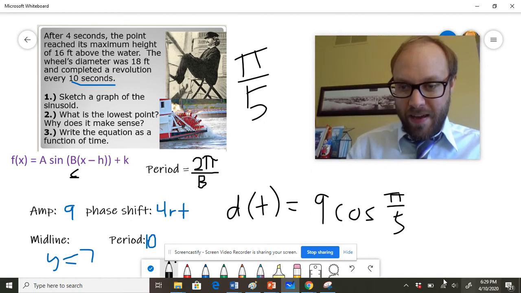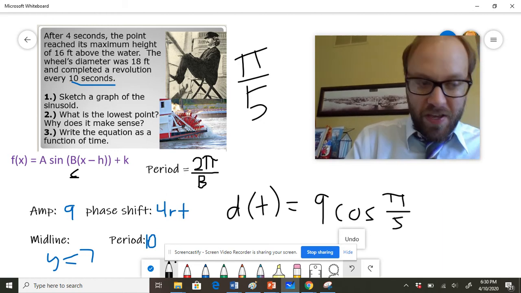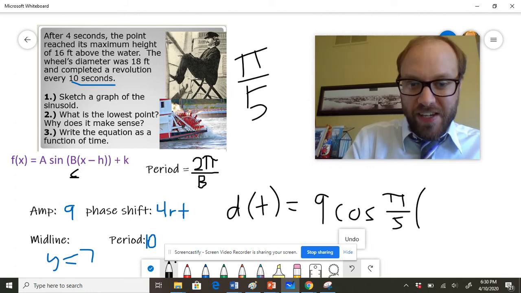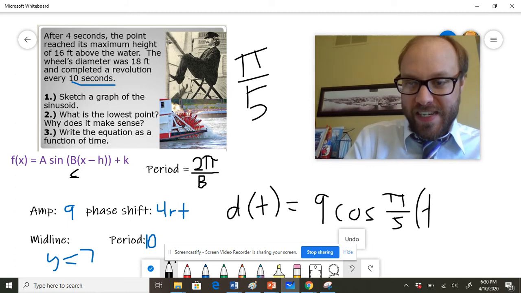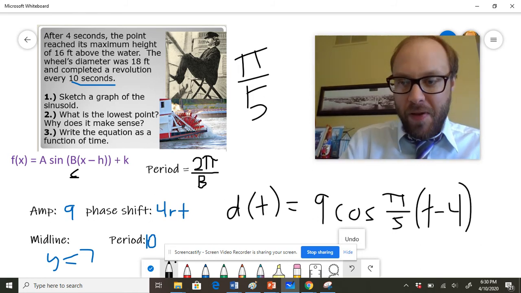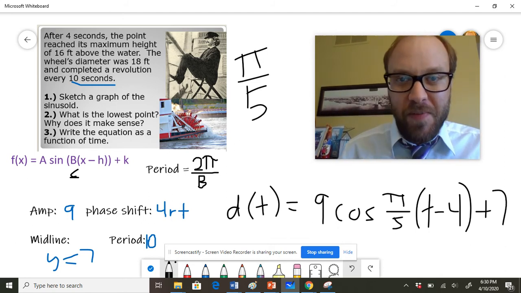Okay, I can probably write that a little bit better. Let's see if we can do that. Pi over 5. Okay, we're going to have a horizontal shift of 4 to the right. So that would be an x minus 4, or actually in this case, we're using a t minus 4. Okay, and then the whole graph has been shifted up 7 units to get the midline. Okay, so that should be our final equation.